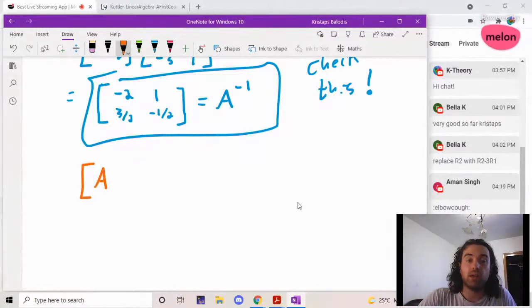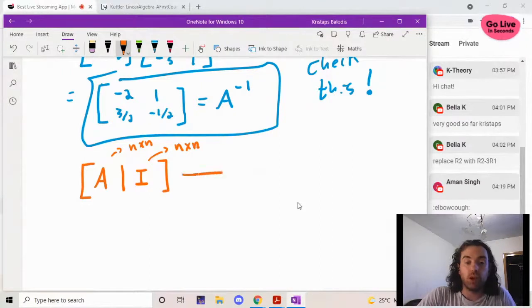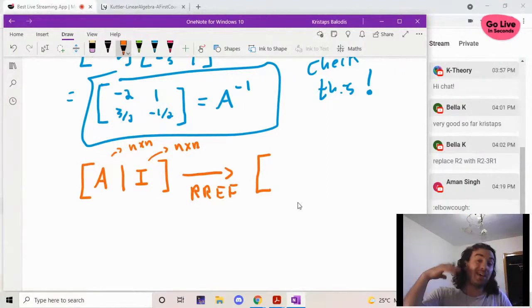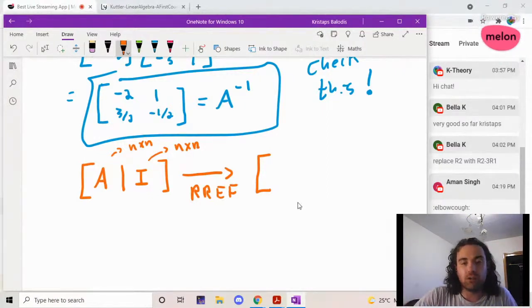So if you have a matrix A, which of course again has to be n by n, and you set up the augmented matrix where you put on the right the entire n by n identity matrix. Then if the reduced row echelon form, I'm not saying it will always be, right? Some matrices' reduced row echelon form is not the identity. But I'm saying if it is, once it is the identity, then whatever matrix you have sitting on the right is going to be your inverse.